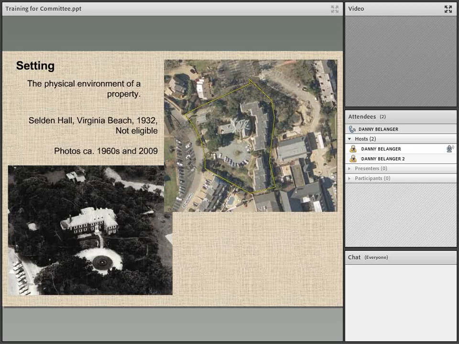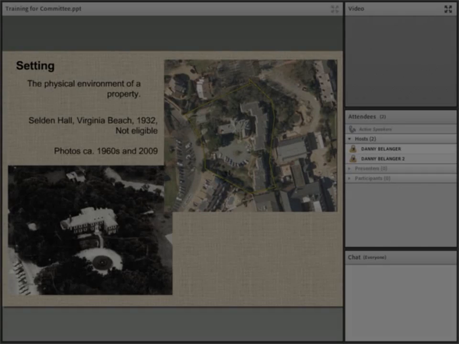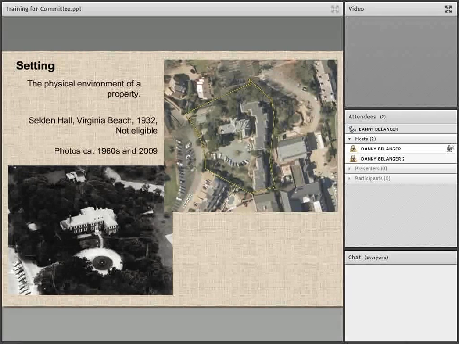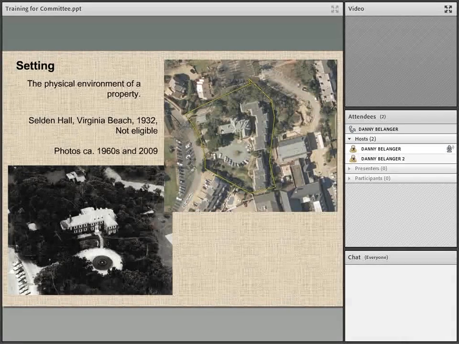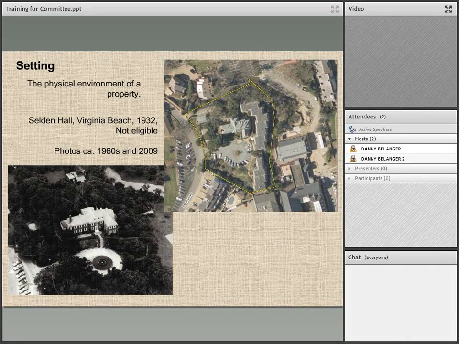Setting is the physical environment of a property. Here we have another plantation, a 20th century plantation, but in the picture on the bottom left, you can see it was formerly surrounded by a lot of trees. It looks to be a park, as well as its front drive. And then in the photo from 2009, you can see that there's been a lot of development all around this property. Sometimes this can affect the integrity of setting.